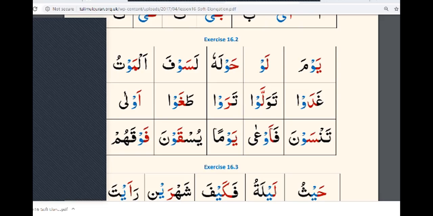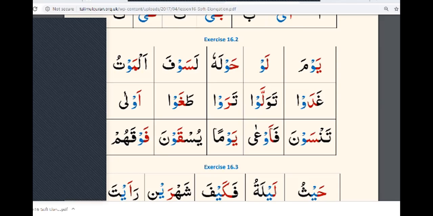A'udhu billahi minash shaitanir rajeem. Bismillahir rahmanir rahim. Excellent. Good. A'udhu billahi minash shaitanir rajeem. Yawma. Yawma. Beautiful. Next one. Law. Law. Next one. Howlahu. Howlahu. Beautiful. That was lovely elongation at the end there as well. Good. Well done. Next one.